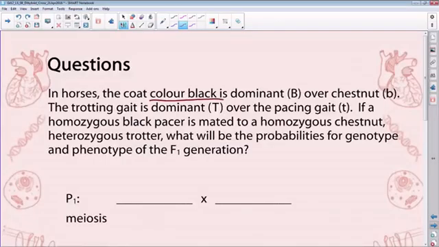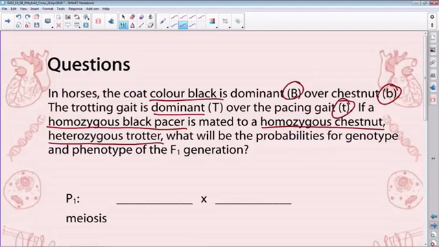In horses, coat color black is dominant, and they want you to use a capital B, over chestnut, which is a small b. Trotting gait is dominant, which is a capital T, over pacing gait, which is small t. If a homozygous black pacer is mated with a homozygous chestnut heterozygous trotter, remember, you've got to concentrate on the work, what will be the probability of the genotype and phenotype of the F1 generation?